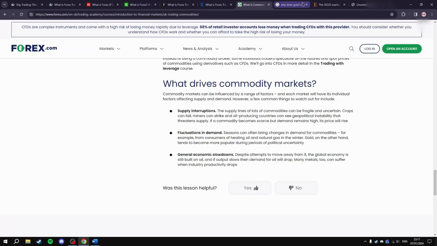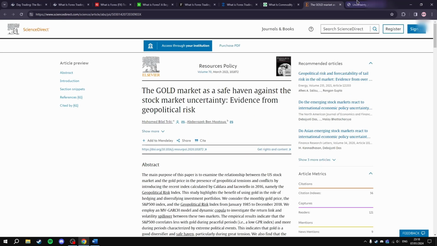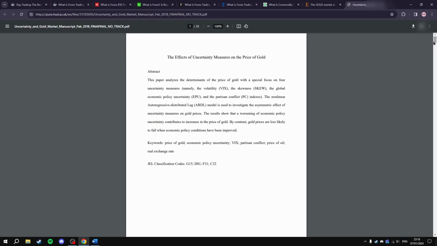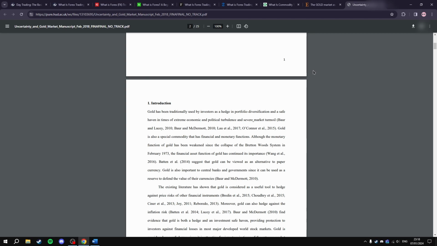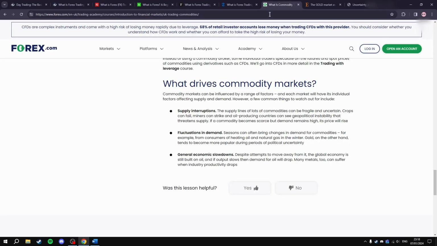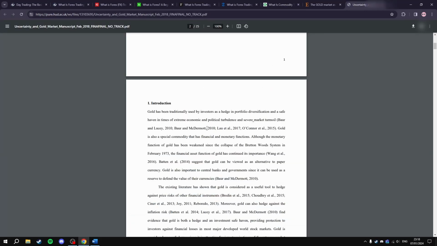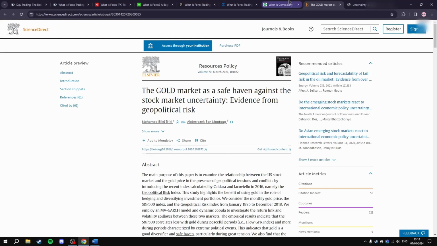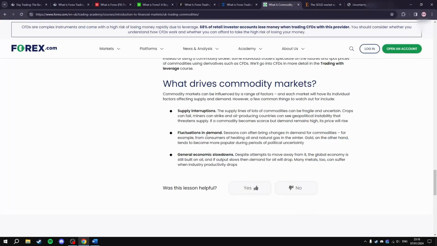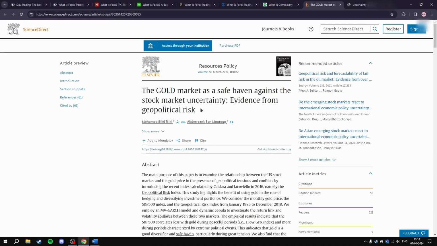Interesting. Very interesting. So, it's just like safe, basically. Yeah, it's just like a safe currency to invest in, or a commodity to invest in. Right, okay. Evidence from geopolitical risk.